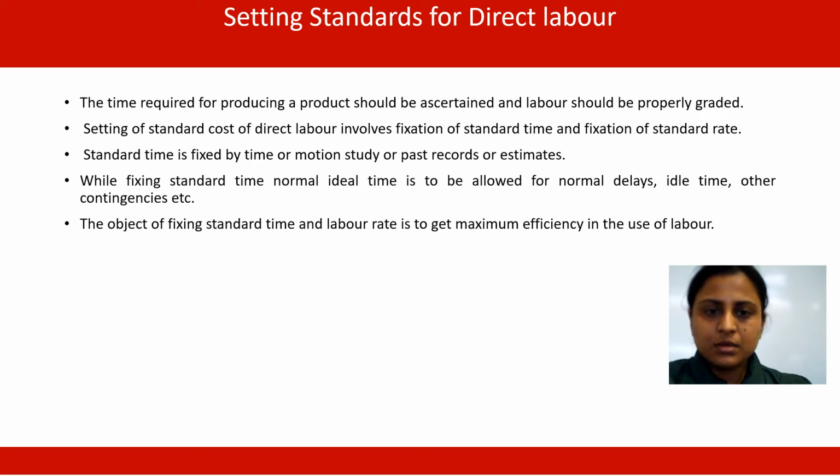Then the second thing is labor rate. Labor rate refers to the wage rate applicable to different categories of workers, and this rate will depend upon various factors like demand for labor, policy of the organization, any influence of unions, method of wage payment and such other factors. Also, if any incentive scheme is in operation, then that anticipated extra payment should also be included in determining the standard rate. The accountant will determine the standard rate with the help of the personnel manager. The whole objective of fixing the standard time and labor rate is to get maximum efficiency while using the labor.